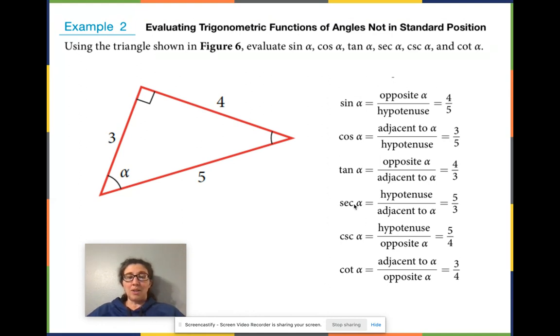And now I do not remember what these are. I just think secant is 1 over cosine. Remember, we learned all those relationships, those identities, in the last section. So secant is 1 over cosine, so it's hypotenuse over adjacent, or 5 over 3. Cosecant is 1 over sine, so hypotenuse over opposite, which is 5 over 4. And cotangent is 1 over tangent, so adjacent over opposite, or 3 over 4. I personally just remember these top three and then figure out these bottom three in relationship to sine, cosine, and tangent.